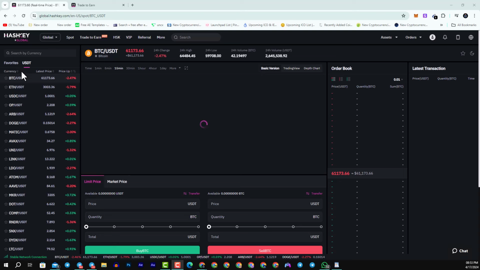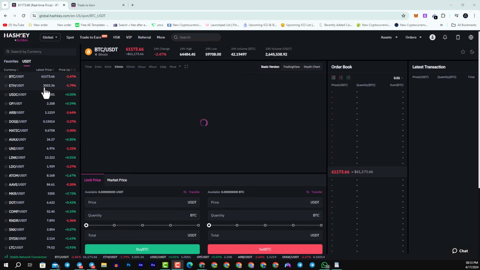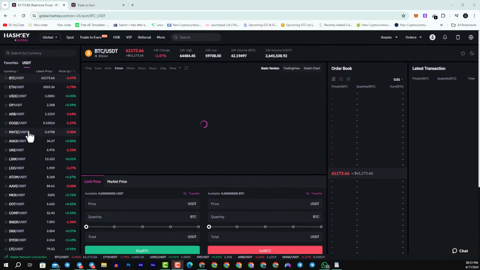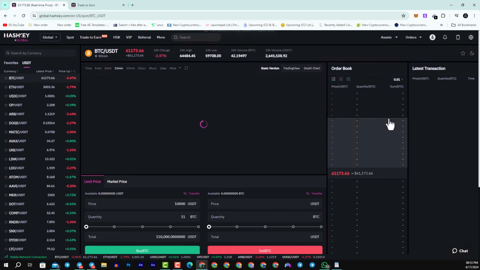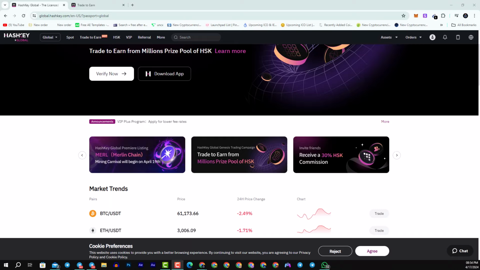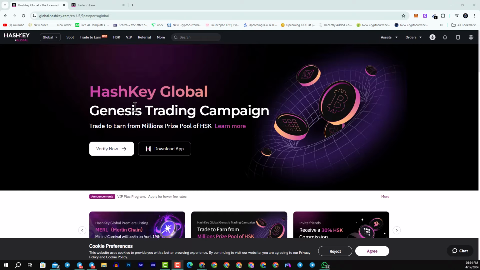Guys, we have the spot market. As you see, we have here a lot of coins available with USDT. Here you can simply enter the price and the quantity, the amount that you want, and click buy Bitcoin or sell Bitcoin. It's up to you. So guys, that's all about HashKey Global.